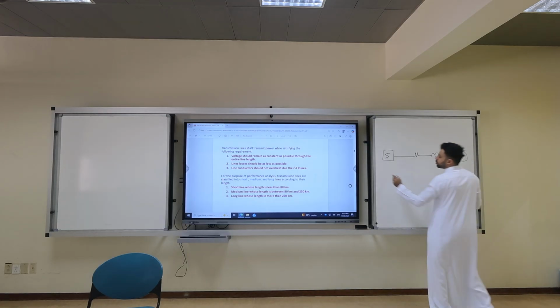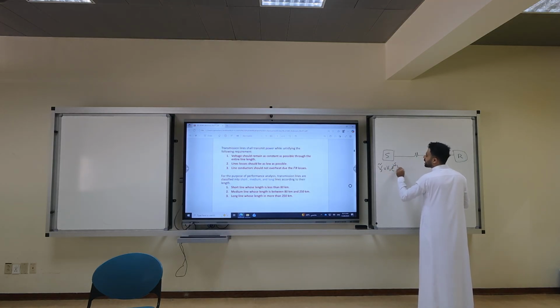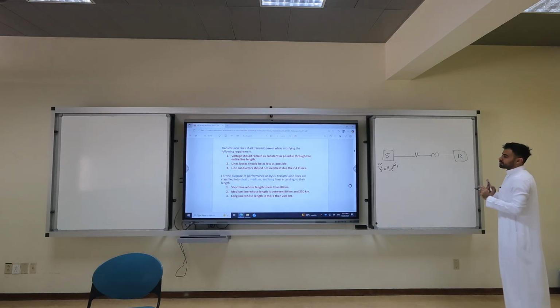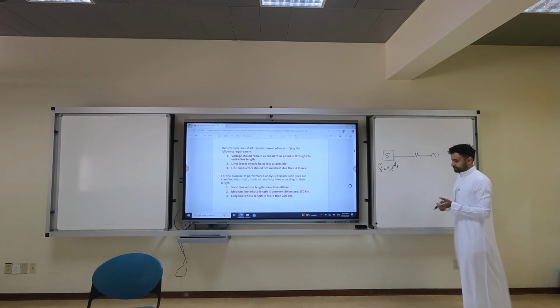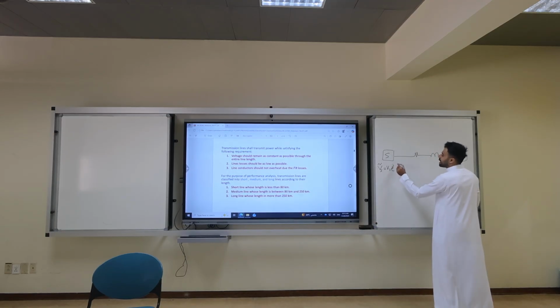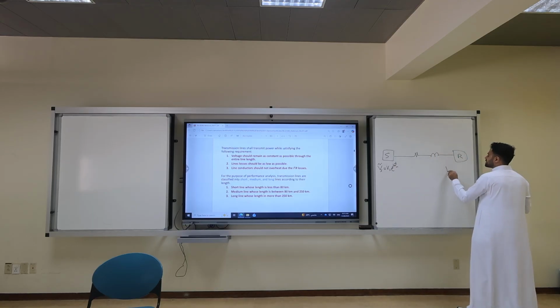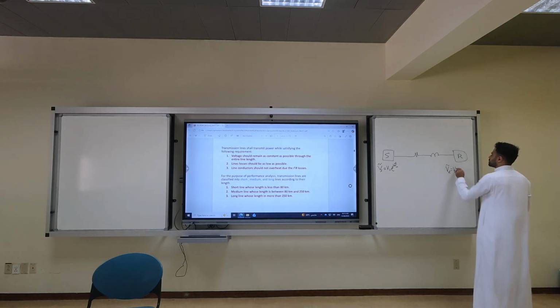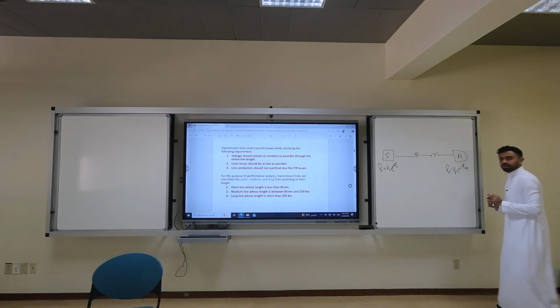You have here what we call the VS phasor, which has a magnitude and an angle. I'm going to call it theta VS. And we have a receiving end with magnitude VR and angle theta VR. You agree with me?